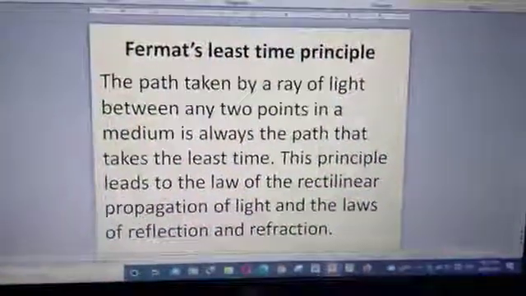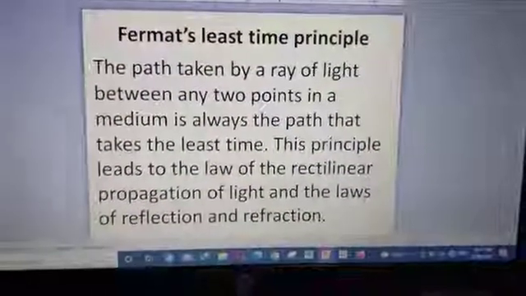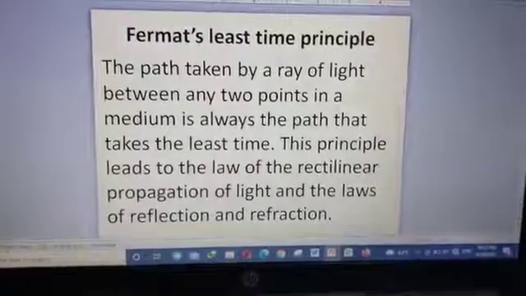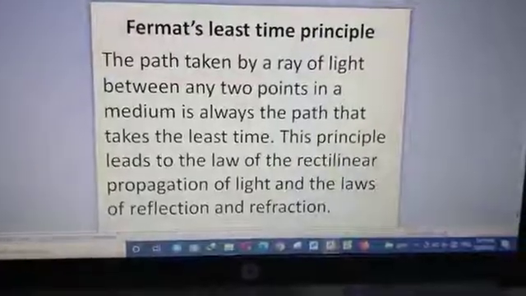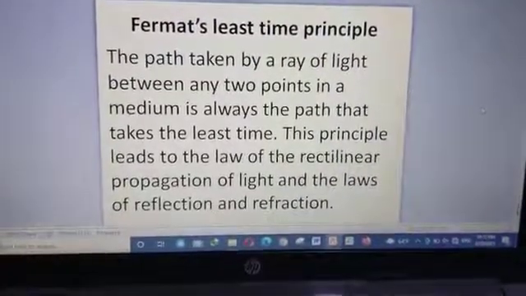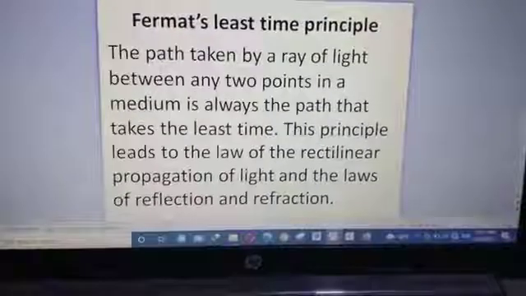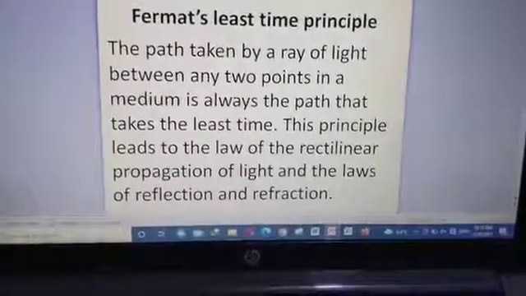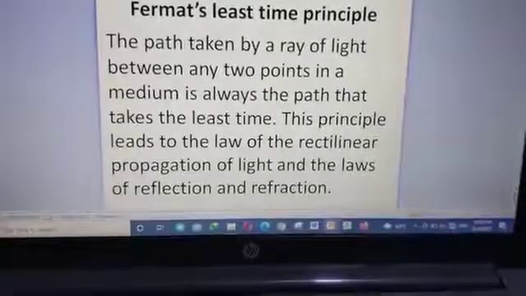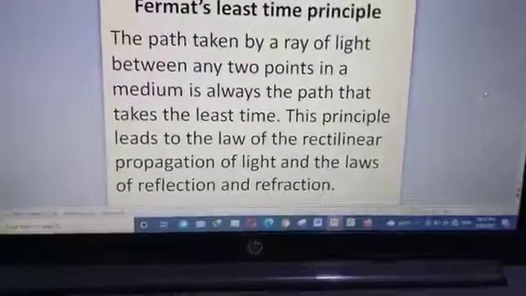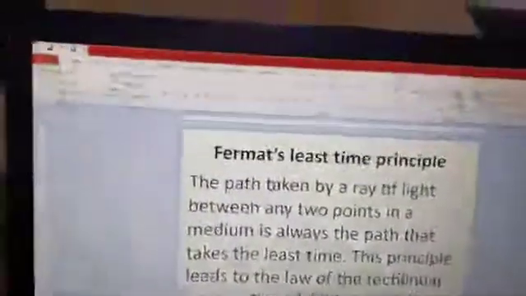Fermat's least time principle. The path taken by a ray of light between any 2 points in a medium is always the path that takes the least time. This principle leads to the law of the rectilinear propagation of light and the laws of reflection and refraction. It obeys both of them. Now let's see Fermat's least time principle using this video.